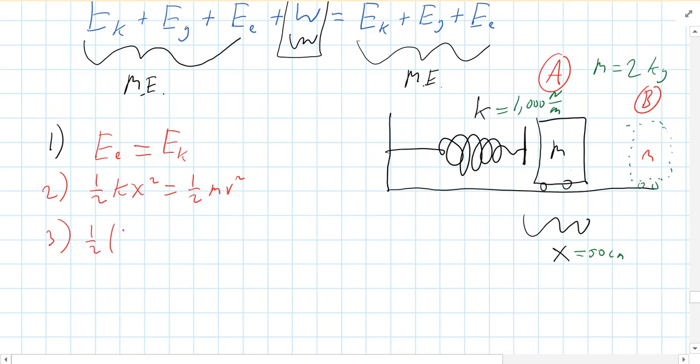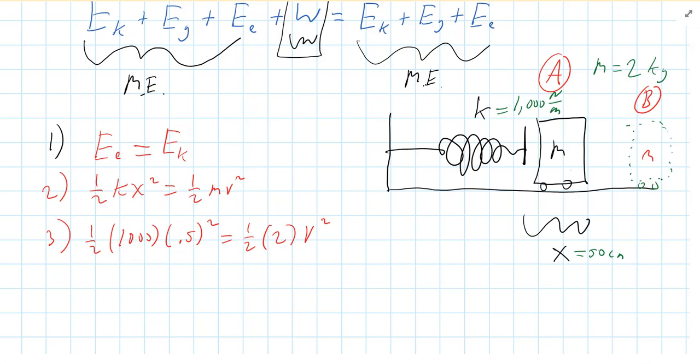So in this case, k was 1,000 and x, now be careful, it's 50 centimeters. It's going to happen on your worksheet a bunch. It's 50 centimeters. You got to convert that to meters, and you got to square that. And that equals 1/2. The mass of the book is 2, and we're trying to solve for v.